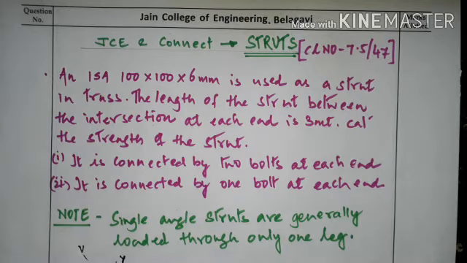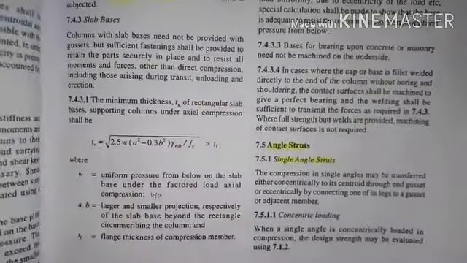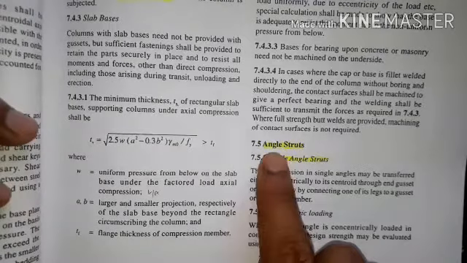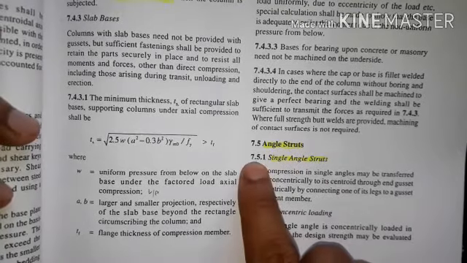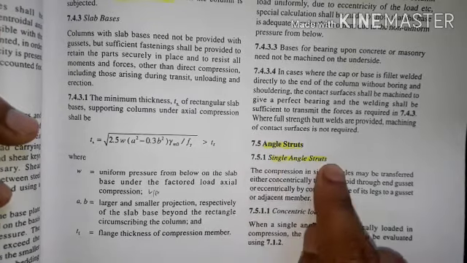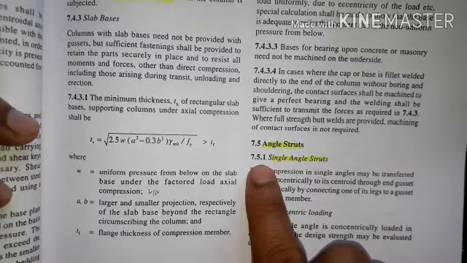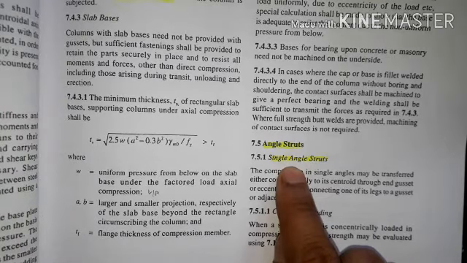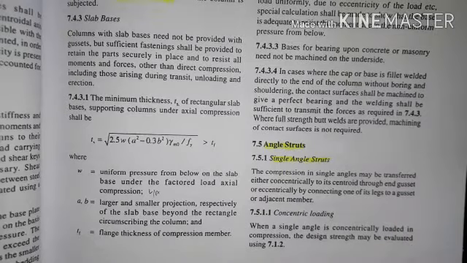Okay, so now if you go to IS 800 clause number 7.5, it is mentioned angle strut. Again if you check here, it is 7.5.1 single angle strut. This clause is given for single angle strut. So I'll just read out the statement of what is given.